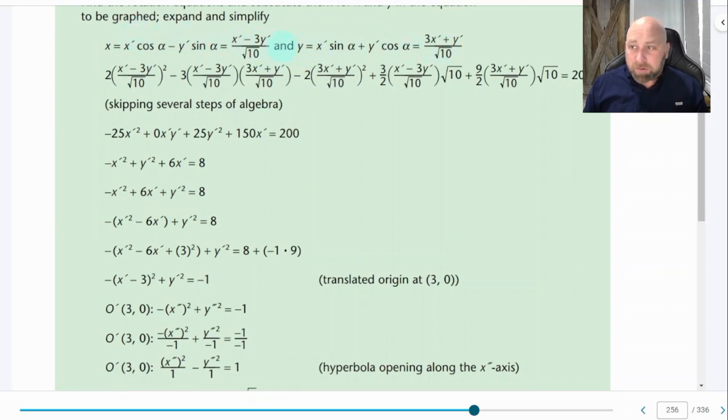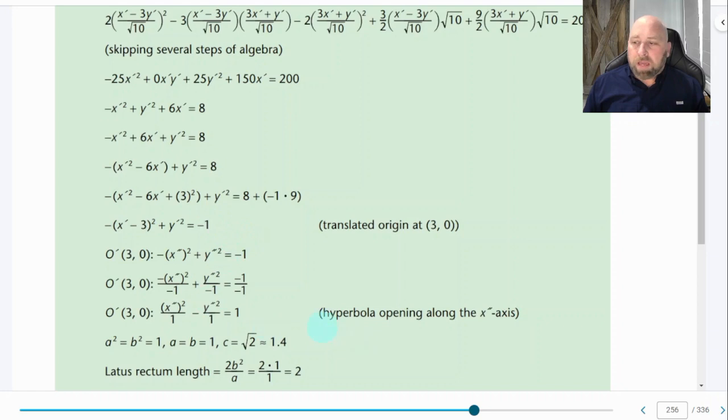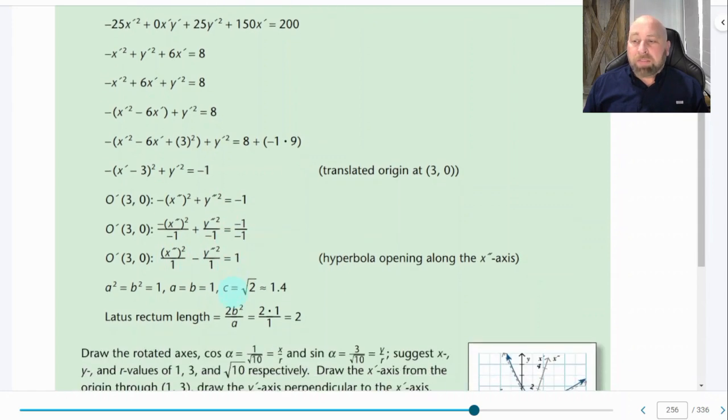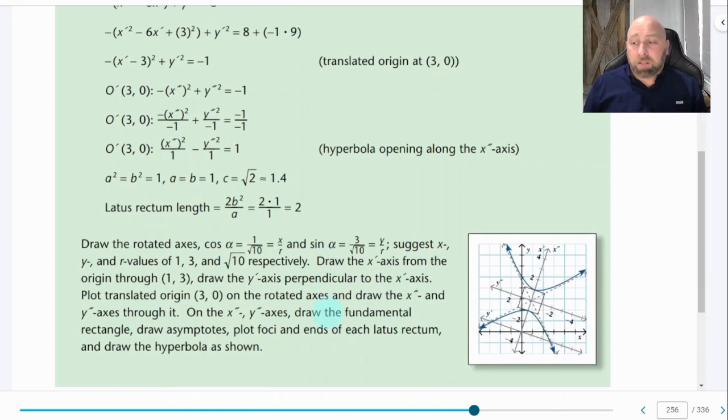Here's the trigonometry part of it right here. And now you're onto algebra. And then it's just a bunch of algebra. Notice that it says that they skipped several steps. Yes, they did. And then they get it into its standard form. Notice that we have a hyperbola in this one because we have the positive and negative xy. And then we just graph it like we did hyperbolas. How do you do that? Go back to the lesson previously on graphing hyperbolas if you're struggling there.